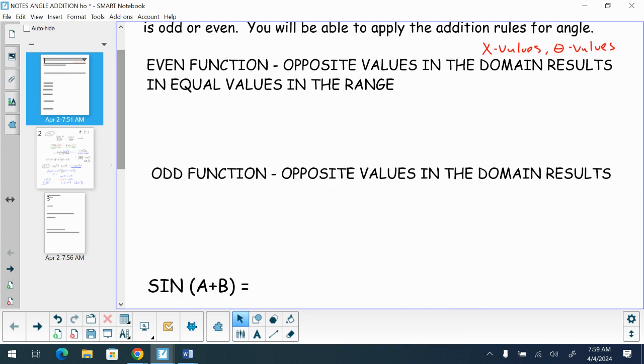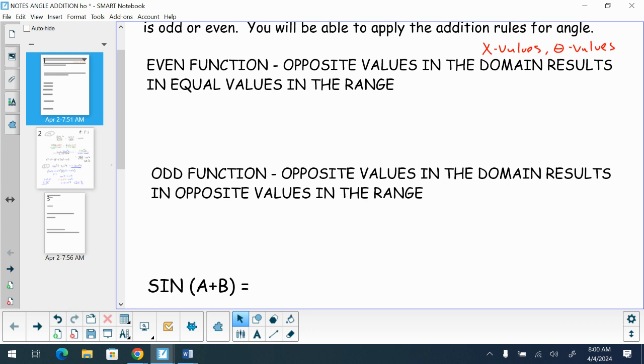And when we deal with an odd function, you put in opposite values from the domain, which again, x values, theta values, does not matter. And you will result in opposite values from the range. What I tried to relate this to is evens, opposite gives you equals, the e's match up. And odds, opposite gives you opposites, all the o's match up. Well, we're in trig class here, and when we're in trig class, we really only worry about trig functions.